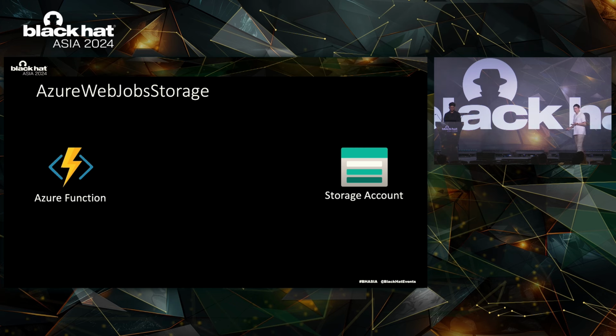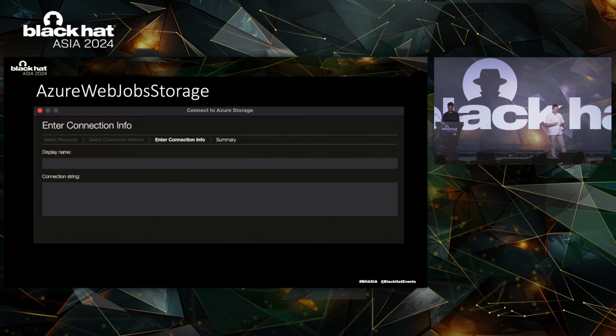And the storage account is used for storing the source code, and the Azure function host pulls the source code and then executes it, right? And this Azure Web Job Storage is nothing more than a connection string or access token to the storage account. So we can copy and paste it into a cool tool called Azure Storage Explorer.